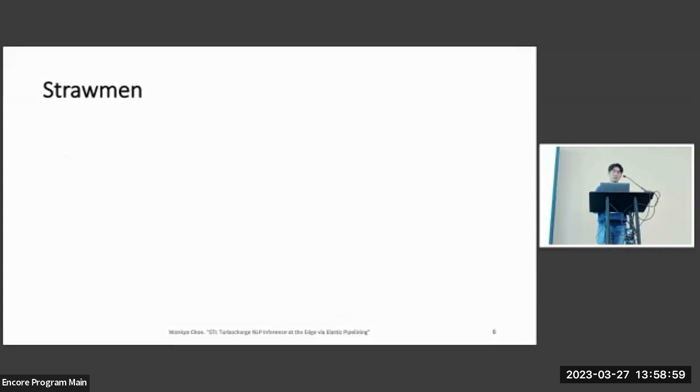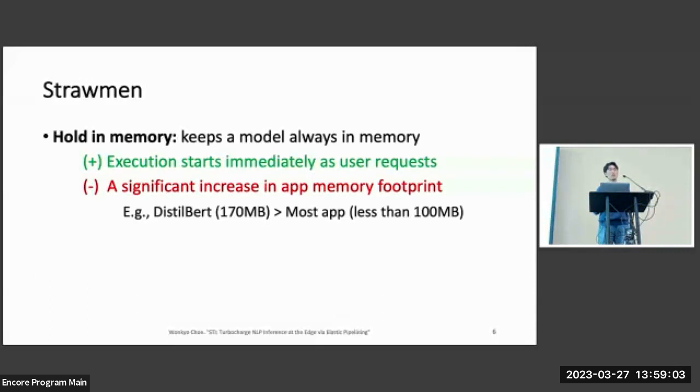There are a few prior works that try to achieve a similar goal. The first one is holding memory. It just keeps the model always in memory. The benefit is that execution starts immediately, but the downside is that it significantly increases the memory footprint. The model size is often bigger than the application size itself.